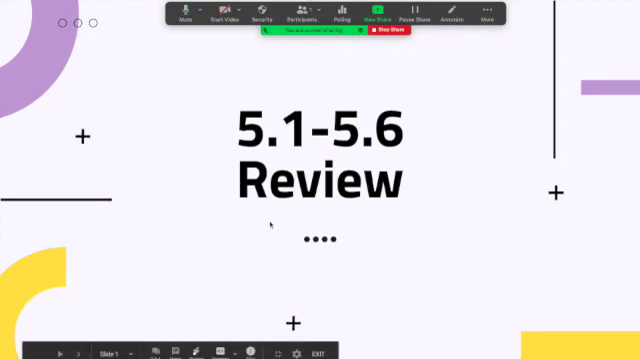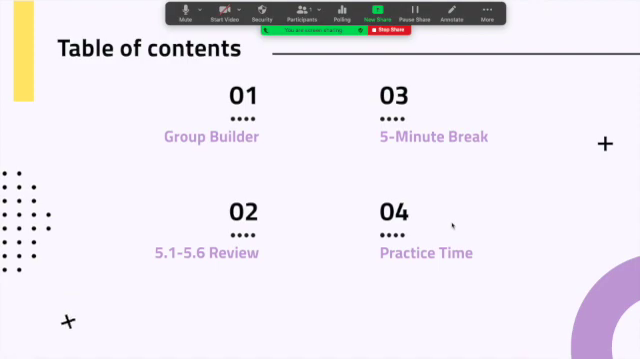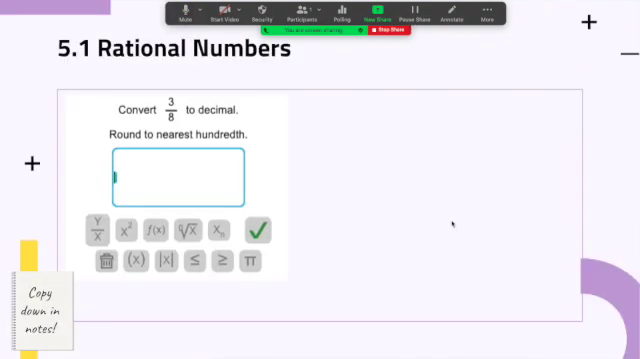Hi guys! So today we're going to be looking at Chapter 5, Section 1 through Section 6 review. So let's get started with Section 1. Section 1 is asking you to convert 3/8 into a decimal, and you're asked to round to the nearest hundredth place. So I'll give you a few minutes to work on this problem on your own first.